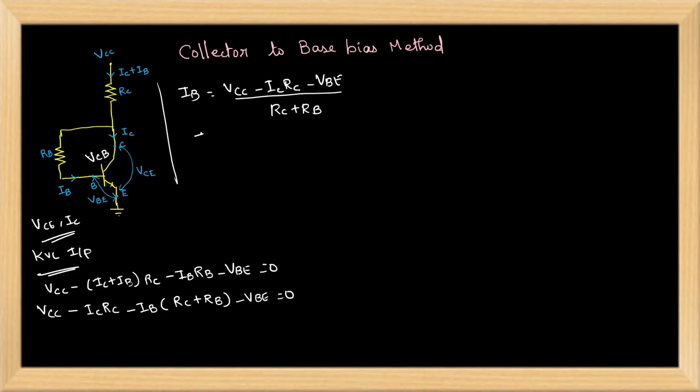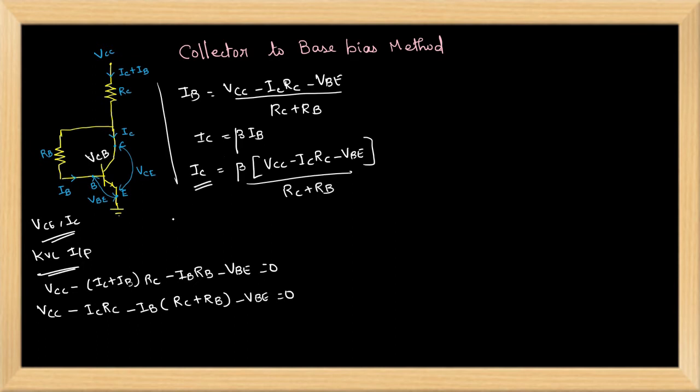From this we can find IC. IC is nothing but beta into IB. So I can find IC is equal to beta into (VCC minus ICRC minus VBE) by (RC plus RB). We have found the first operating point.